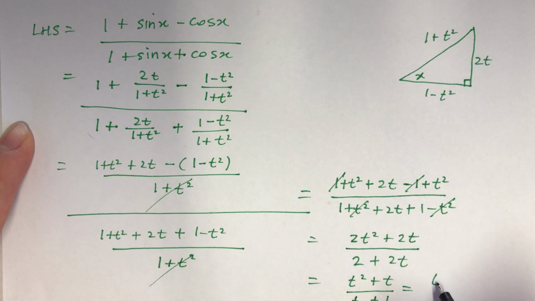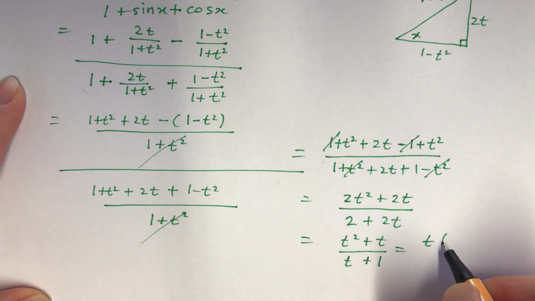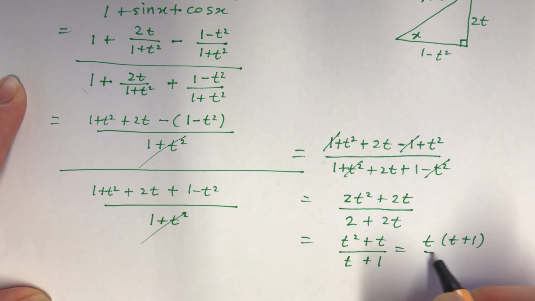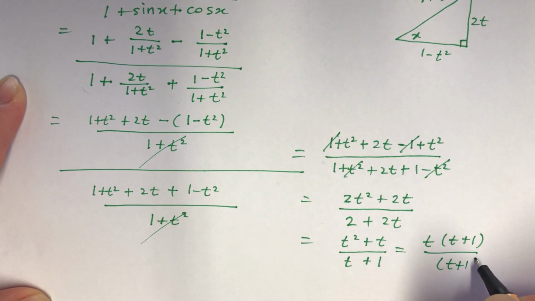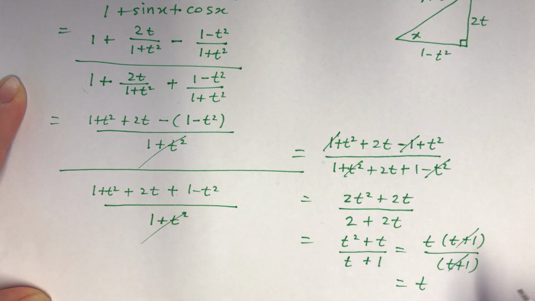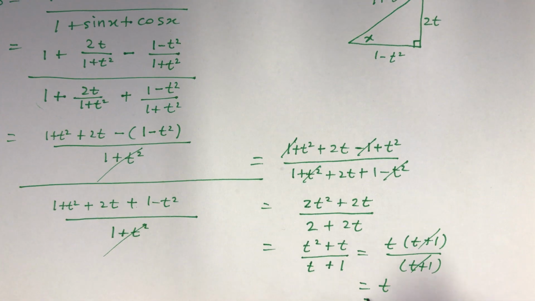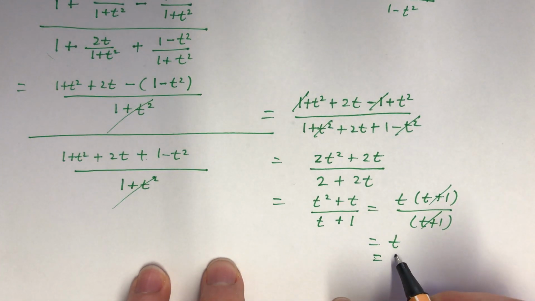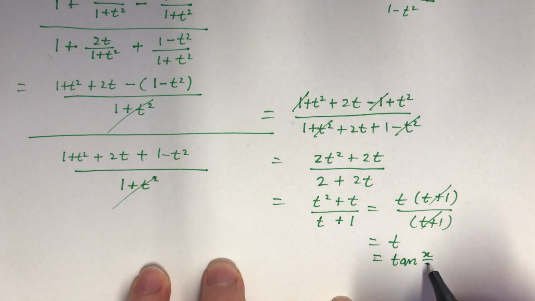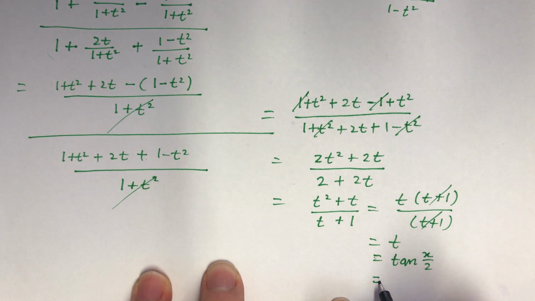And that also, if I take t plus 1 out, then what remains is t, which is, we said, t equals tan x over 2, which also means it's the same as the right hand side.